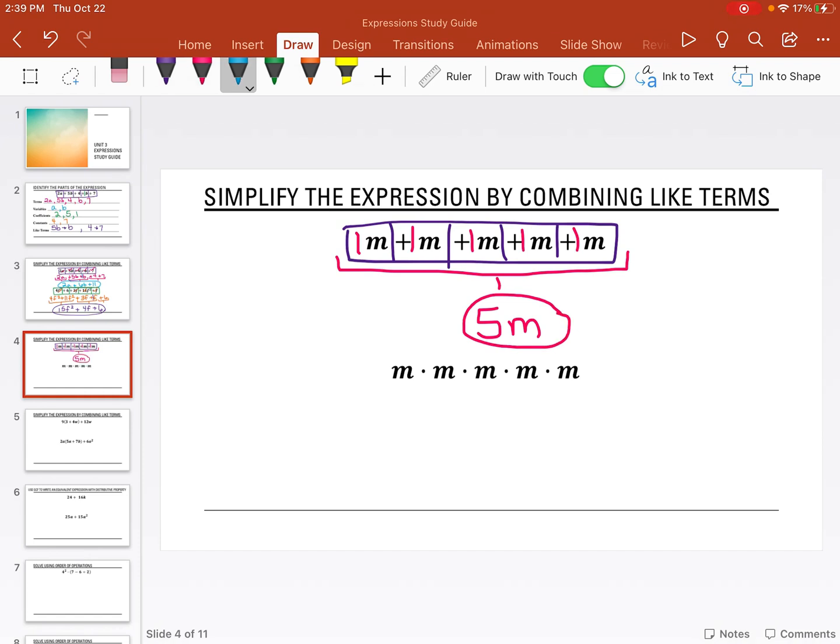This next one, though, if you look at it, it's a little different. It's got multiplication in between. So remember, the easiest way to write a repeated multiplication problem where the same thing is being multiplied over and over is by using an exponent. So I'm going to have m to, let's see, 1, 2, 3, 4, 5. There's 5 of them. So to the 5th power, because I multiplied m times itself 5 times.